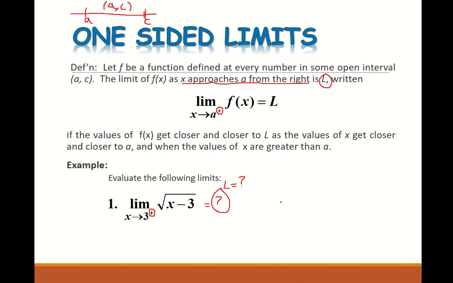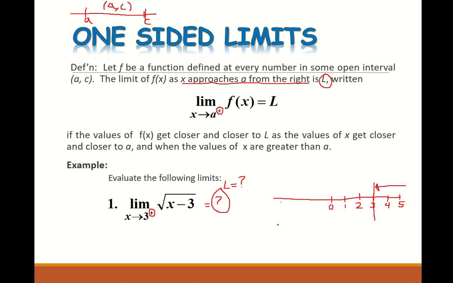Okay, if we are going to illustrate this in our number line, we have here our 0, 1, 2, we have 3, 4, we have 5. So our x approaches 3 from the right. This is our 3. Then x approaches from the right. So what is the limit?